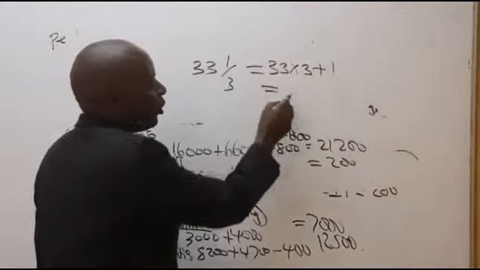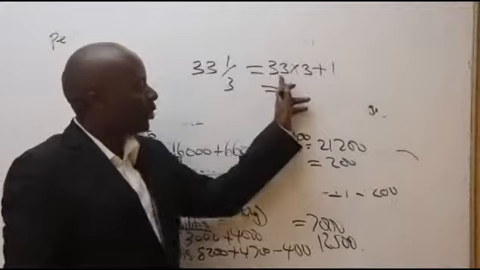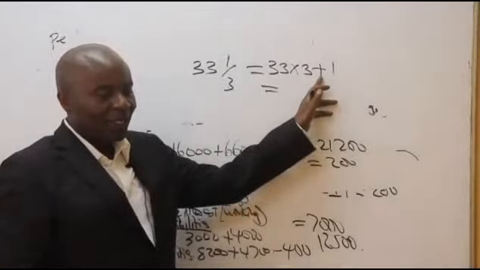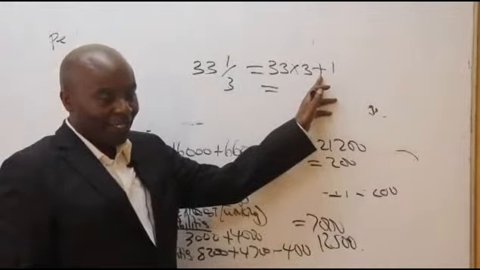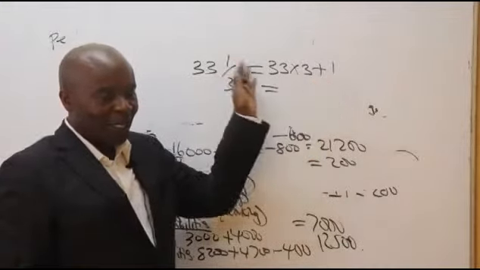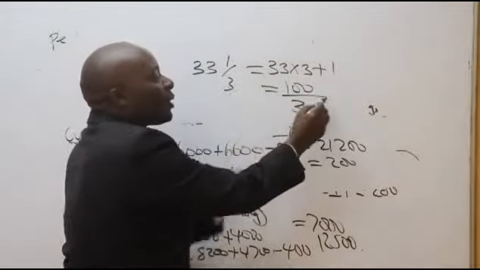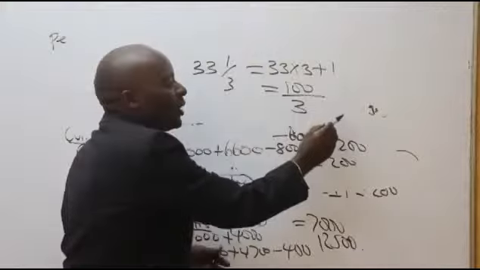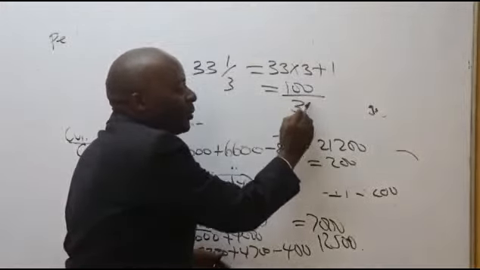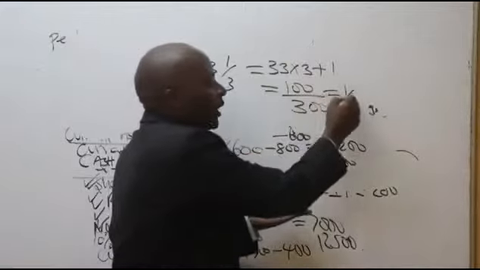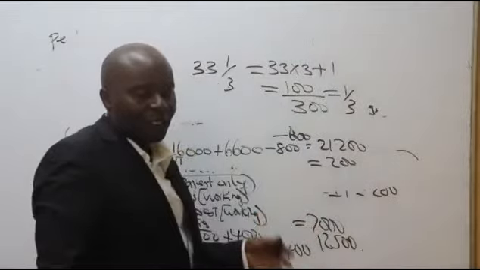Which will end up giving me what figure? Somebody, could you kindly help me here? 33 times 3 plus 1 gives me what figure? 100, right? So it will be 100 over 3. And because they're using the percentage, it will be 100 over 300, which will be the same as a third.